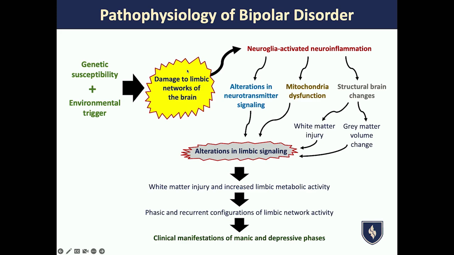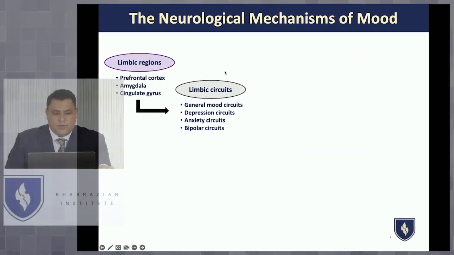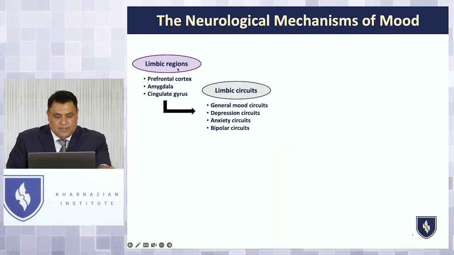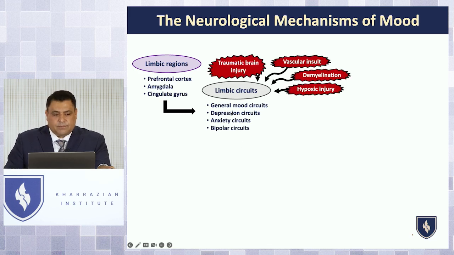So when we look at the neurological mechanisms of mood, we talked about regions already, but now we're talking about circuits. And we went over depression circuits and anxiety circuits and bipolar circuits. These circuits can all be compromised by these four main things: brain injury, vascular injury, demyelination, or hypoxia. Okay? So let's go over some of these mechanisms as well.